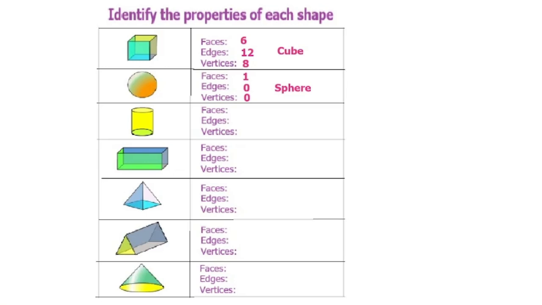So the next figure is a cylinder. The cylinder has 3 faces, the top, the bottom, and the entire body. 3 faces. There's only 2 edges, this edge and this edge, and there's no vertices. There's no corners on this.